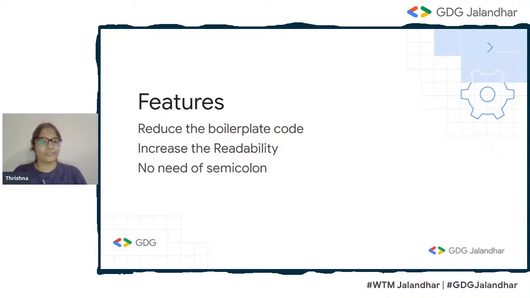These are some features of Kotlin. First, it reduces the number of lines of code that is required, for example to create a constructor of a class or to write so many constructors if you need. This reduces the code and it increases the readability. That means you can read it without any knowledge of programming. And the most important thing is you don't need to add a semicolon at the end of the statements.